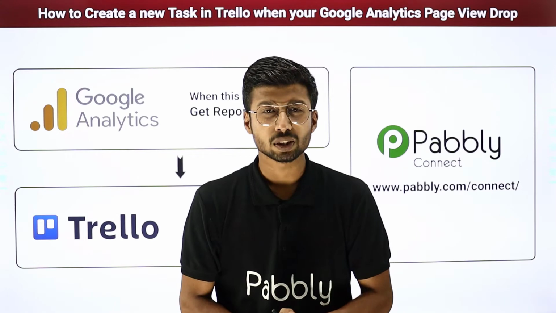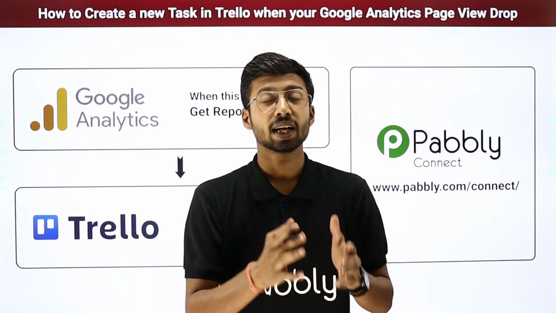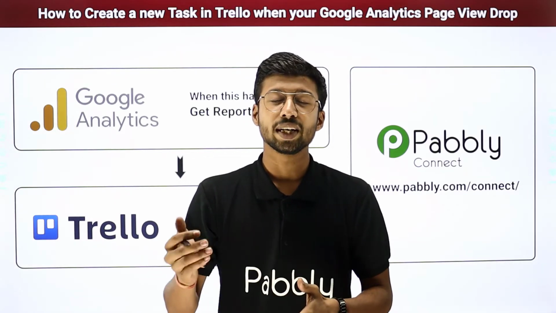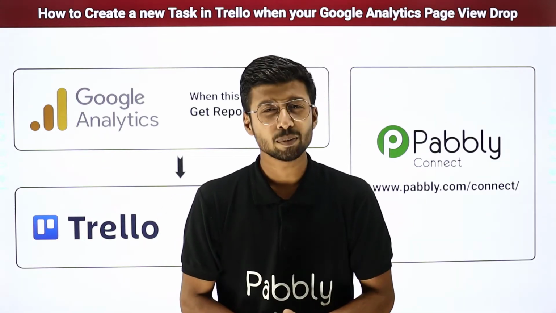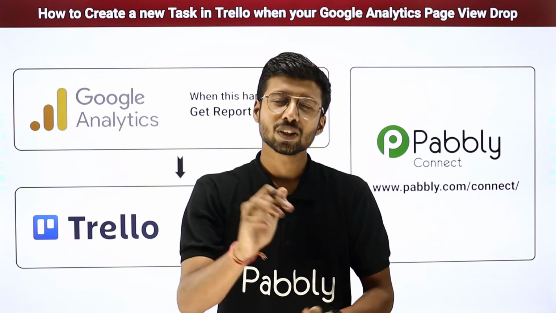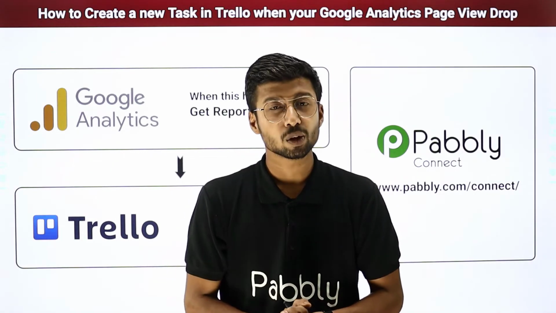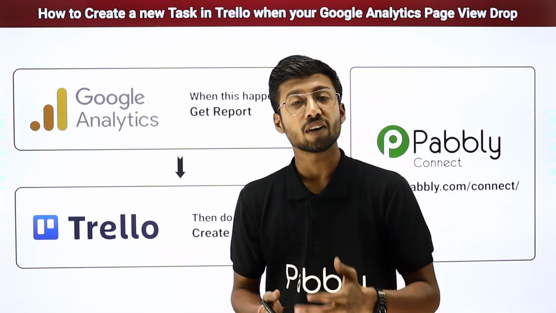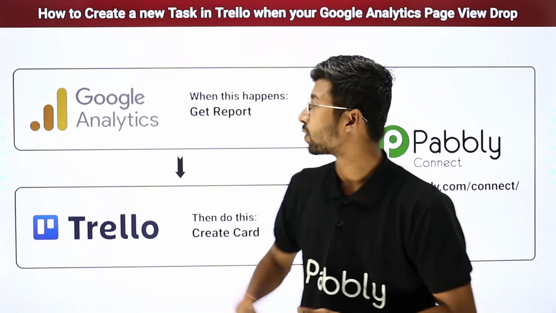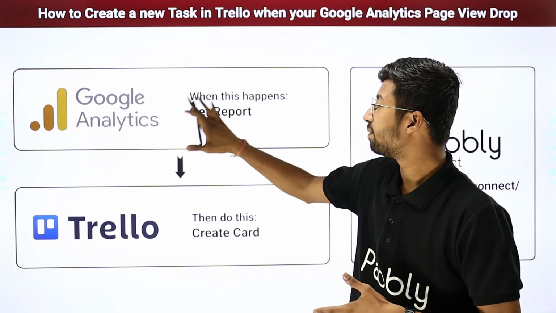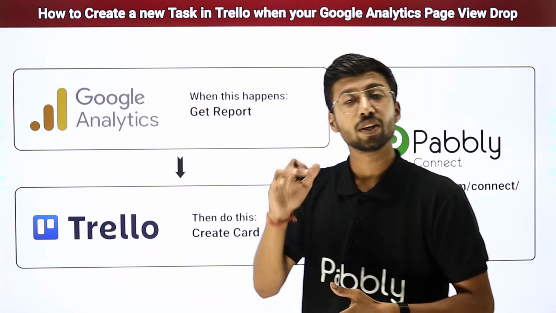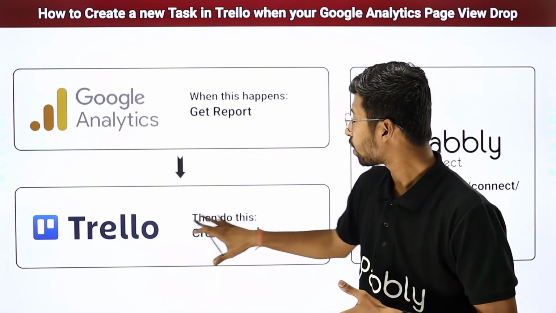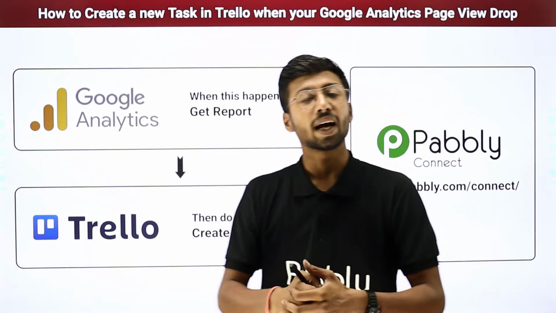Now guys, the manual process of monitoring your Google Analytics stats on a regular basis and manually getting a reminder or creating a new task for that can be very repetitive and time consuming. So in this video, I came up with an awesome automation by which, whenever the traffic on our website drops in Google Analytics, we will automatically get the data from Google Analytics and create a new card in Trello as a reminder for that activity.